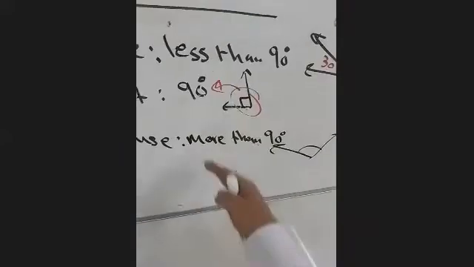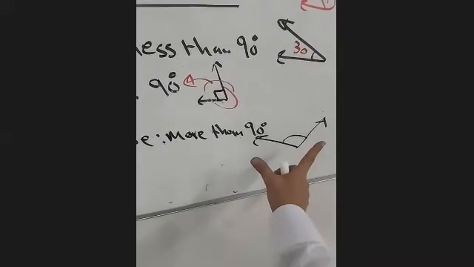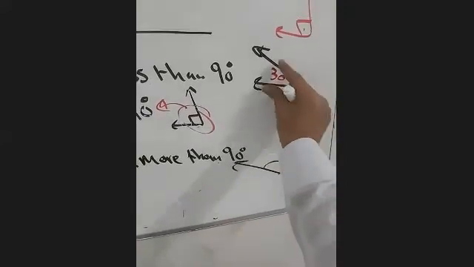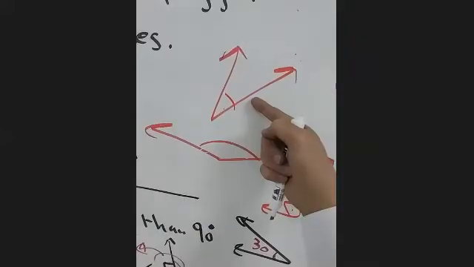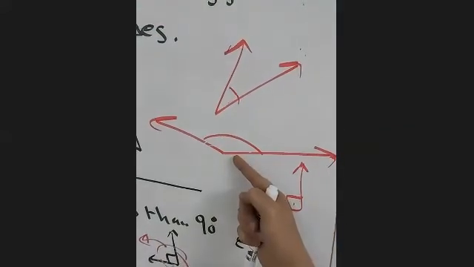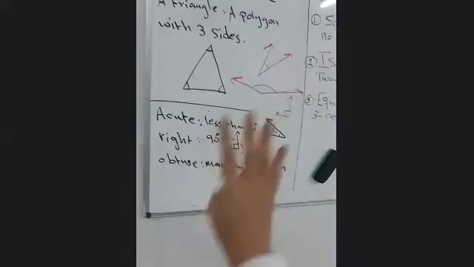Obtuse angle, it has an angle measure more than 90. Big angles, big opening. See this one and this one. This is a small opening. This is a big opening. Look here. This one, acute or obtuse? Acute. This one, acute or obtuse? Obtuse. And this one is what? Right. Good. So you understand the 3 types, okay?